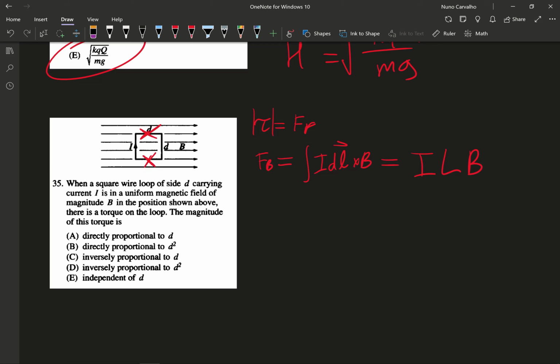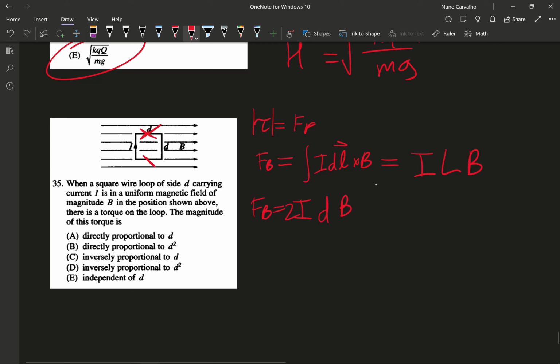Okay, and the magnetic force is going to be given then by I times L, where L really is going to be 2D right there, because we have a length here of D and another length of D here, and I'm just going to sum them, which means we have something that looks like this, and then we have a field B right there.